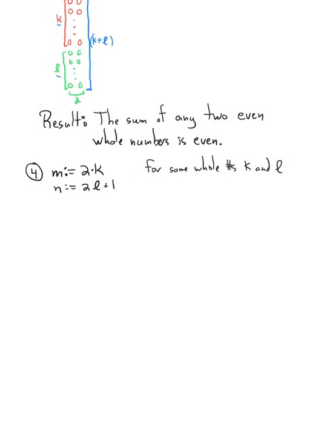Now, I want to write the product of these guys, so m times n. So that's going to be 2 times k times 2 times L plus 1. Now the question is, how should we simplify this? And that is a good question. And the thing with simplification is that it really depends what you want to do with it to determine the best way of simplifying it.